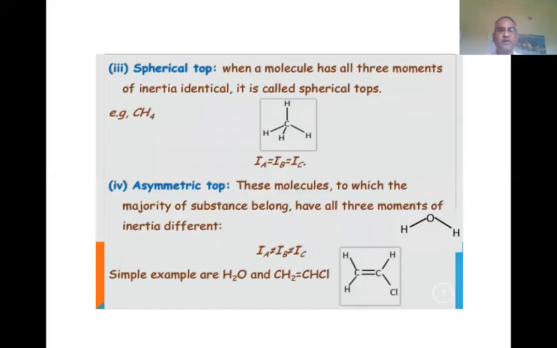And the third type of molecules in this classification is the spherical top. When a molecule has all three moments of inertia identical, it is called a spherical top. And methane is an example. IA equal to IB equal to IC is the condition. And the last one is the asymmetric top. Many of the molecules come under this category. Water is one example, and ethylene chloride is another example. The condition is completely inequality: IA is not equal to IB is not equal to IC.